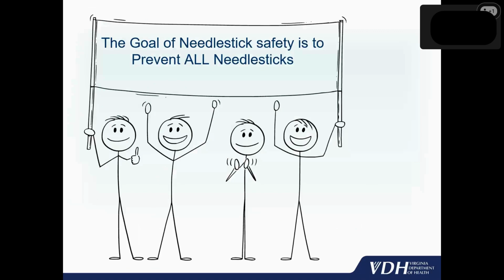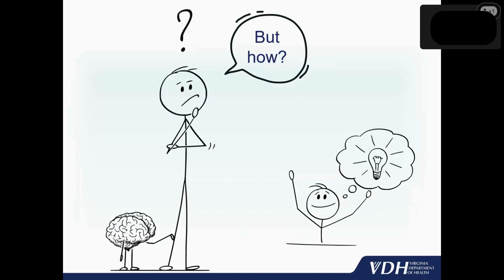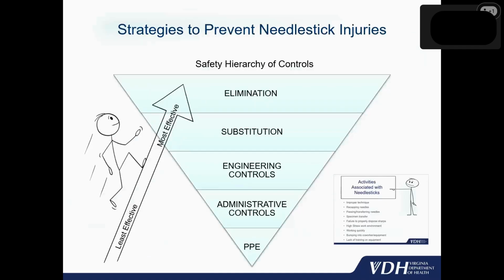The goal is to prevent all needle stick injuries. Various strategies can be explored to reduce the risk and avoid needle sticks, with reporting and injury logs being valuable tools to aid in this effort. But how? By following the safety hierarchy of controls.